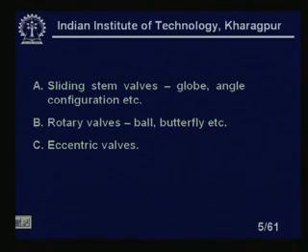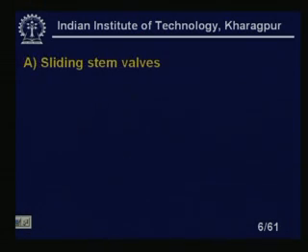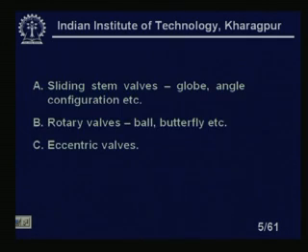The response time for the butterfly valve is much less, I mean, it is very fast. That means the time of response will be very small in the case of a butterfly valve or rotary valve. Then you have the eccentric valve also. We will study all this. These are the three different categories of control valves: sliding stem valves, rotary valves, and eccentric valves.